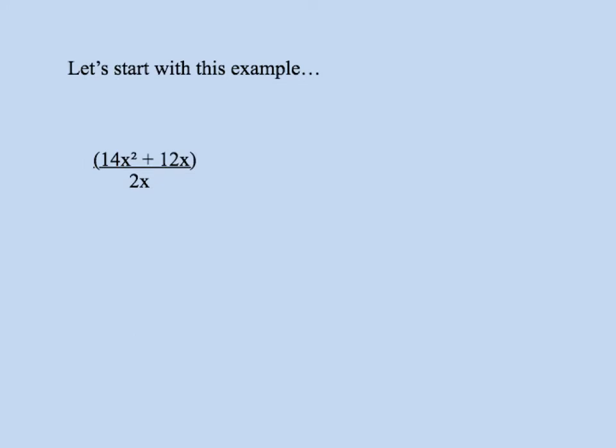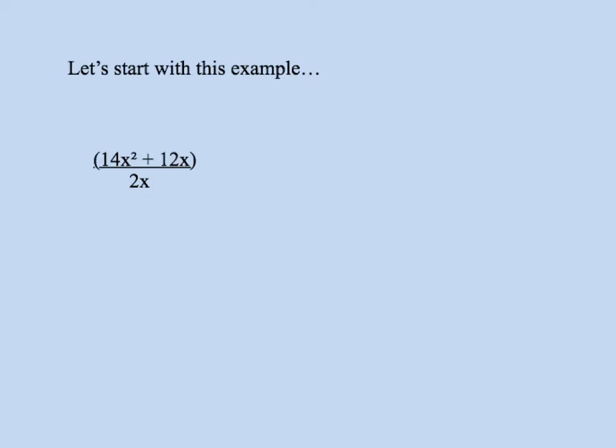To take a look at solving polynomial expressions symbolically, let's start with this example. We have 14x squared plus 12x divided by 2x. Now, when we're dividing a polynomial by a monomial, each of the terms in the polynomial, which is our dividend, must be divided by the term in our monomial, which is our divisor. That means that the 14x squared must be divided by the 2x, and the 12x must also be divided by the 2x. Now, if we look even closer at this, the numerical coefficients have to be divided, so the 14 and the 2, and the literal coefficients have to be divided, so the x squared and the x.